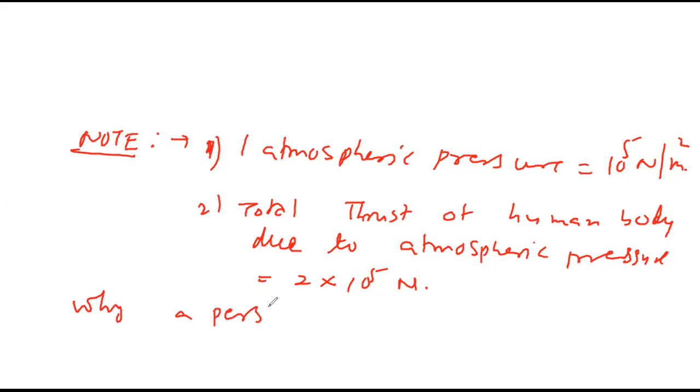Why does a person bleed at high altitude? Right. At high altitude, atmospheric pressure decreases.